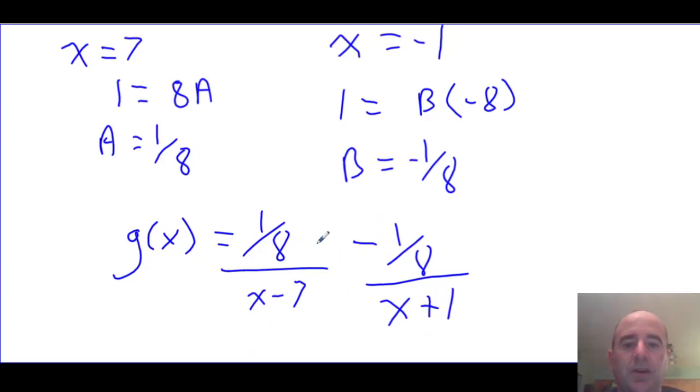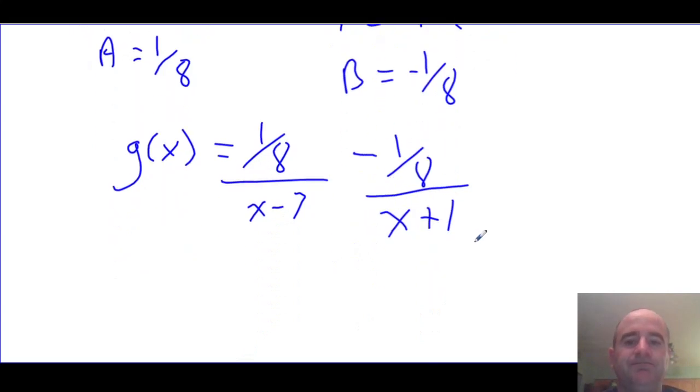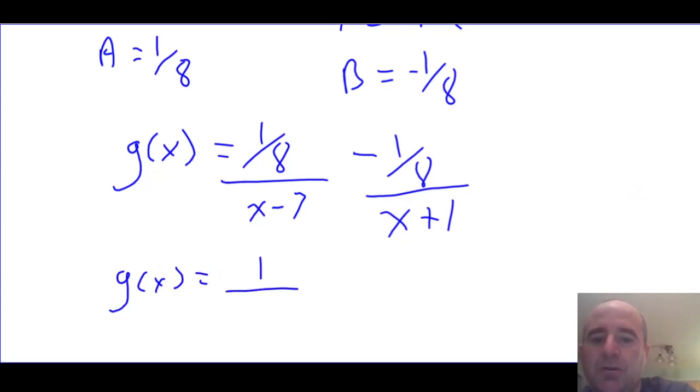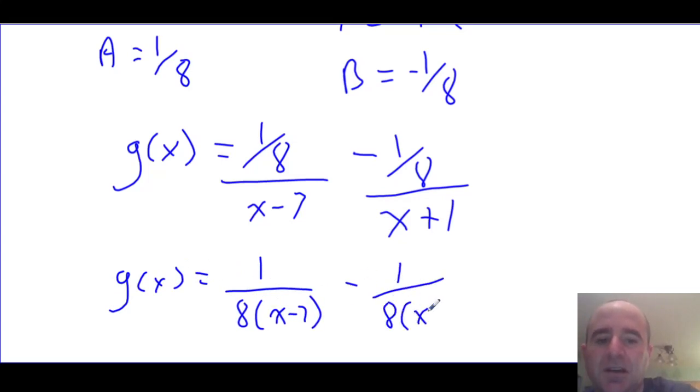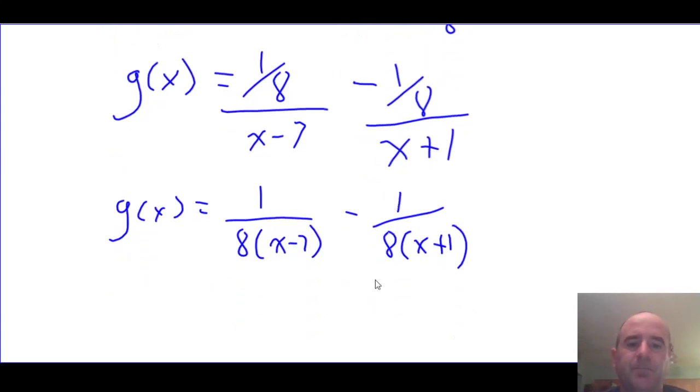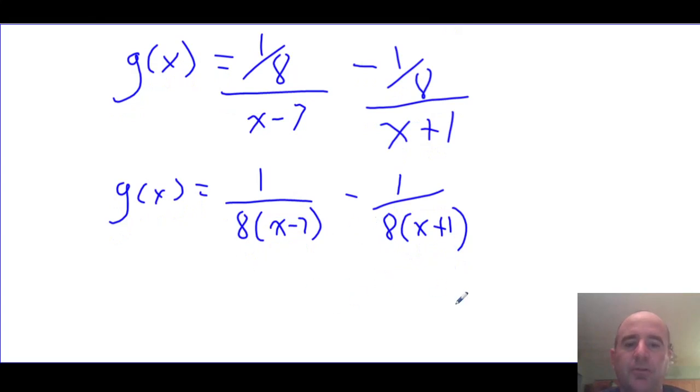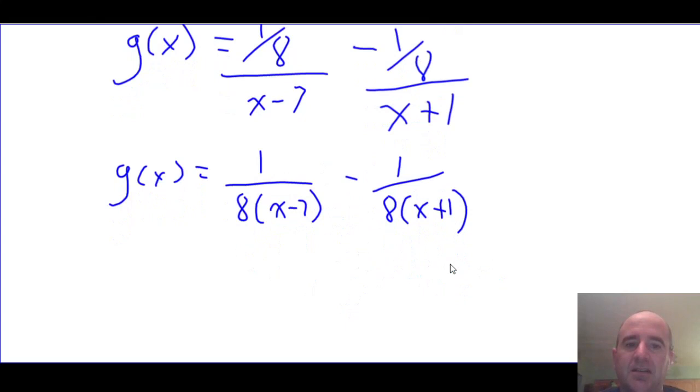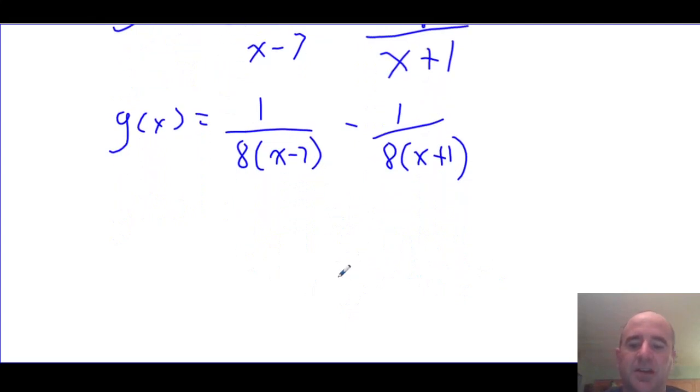Now, we never need a fraction in a fraction. So the 1/8 just simply looks like this. g of x equals 1 over 8 times x minus 7, subtract 1 over 8 times x plus 1. And there it is as a sum of functions. And we know what both of these functions look like, and that will provide us with the overall shape in the end. So let's just look at that next.